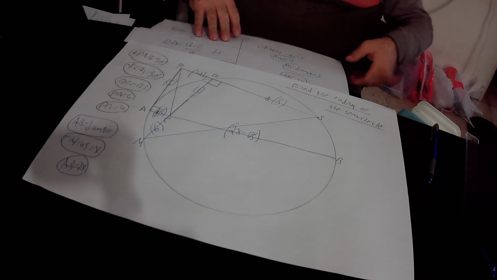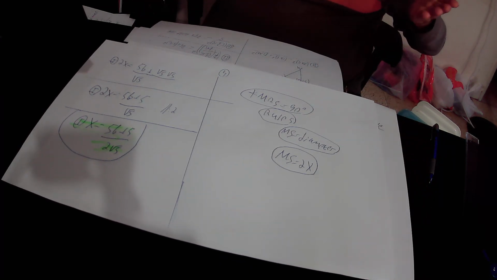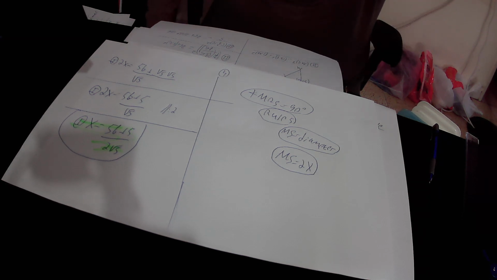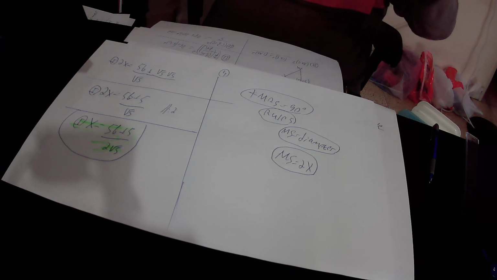I repeat again, because peripheral angle MQS equals 90 degrees in its size, according to rule number 5, it must rest on the diameter of the circle. From the drawing itself, it is very easy to see that it rests on MS. Therefore, MS must be the diameter of the circle according to rule number 5.